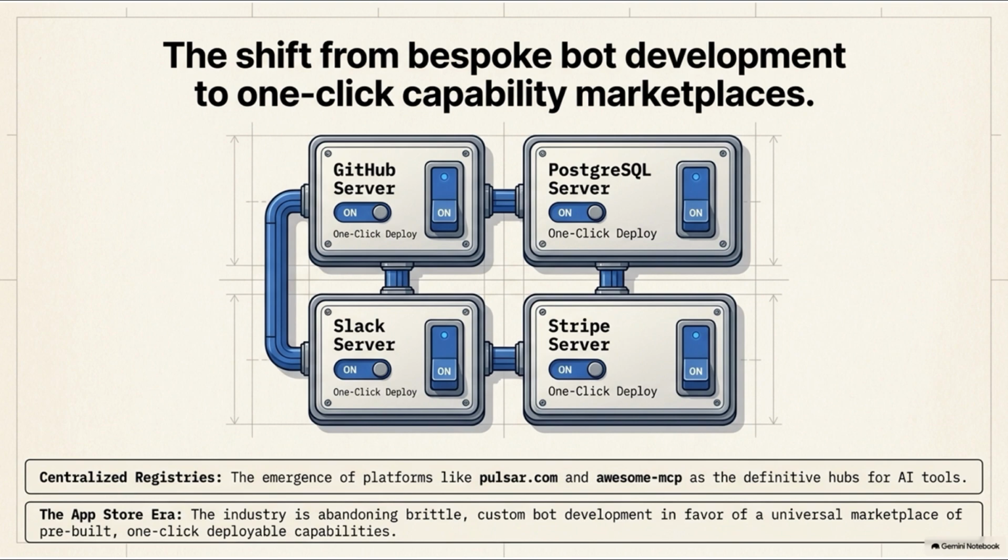Whether you need to connect your agent to GitHub, a PostgreSQL database, Slack, or Stripe, you can now spin up containerized, pre-built servers instantly. By standardizing the connection layer, the Model Context Protocol has unlocked the true potential of agentic AI, moving us closer to a future where intelligent, secure, and highly capable AI assistants work seamlessly alongside us.